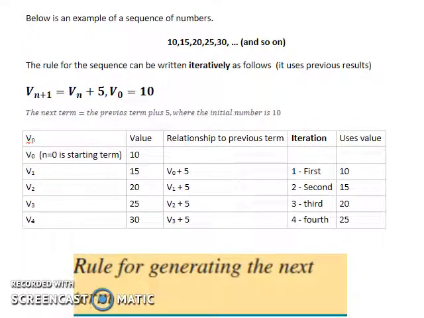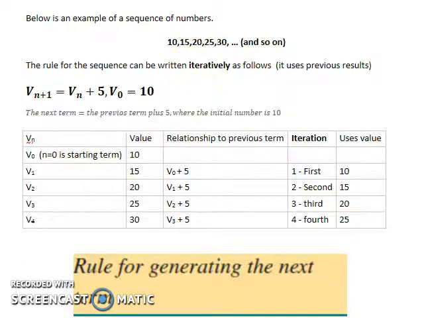Now, after the first iteration you get this value. That's actually term 2 in the sequence. So term 1, term 2, term 3, term 4. That's term 1, that's the value after the first iteration. So it's just language now. The value after the second iteration.